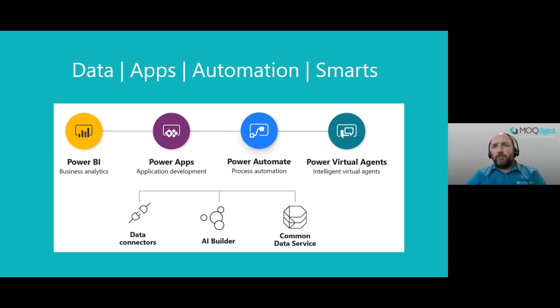Power Virtual Agents is what we call the smarts part. This is the idea that we can have a bot to interact with our process, what we call a conversational user interface. So a bot that allows us to interact and kick off and capture data as part of the process. Underneath that, we have data connectors, which allow us to connect to a host of different platforms, AI Builder, which allows us to infuse artificial intelligence into our processes, as well as the Common Data Service, which is a model that allows us to store and manage data.